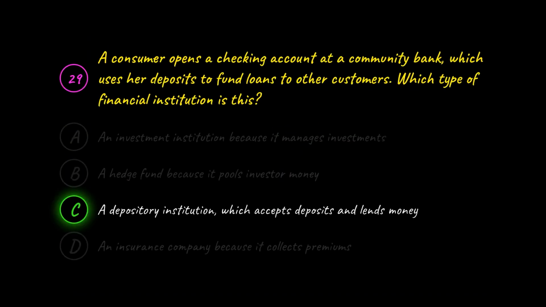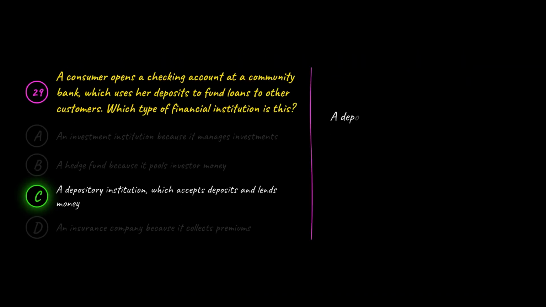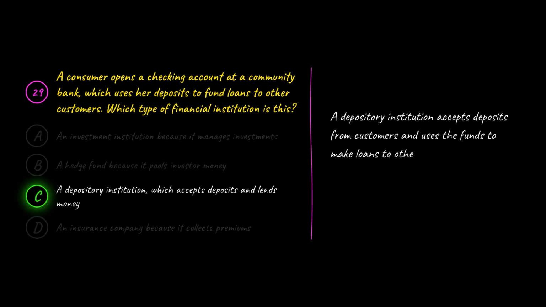The correct answer is C. A depository institution which accepts deposits and lends money. C is correct because a depository institution accepts deposits from customers and uses the funds to make loans to other customers. Community banks and credit unions are textbook examples.